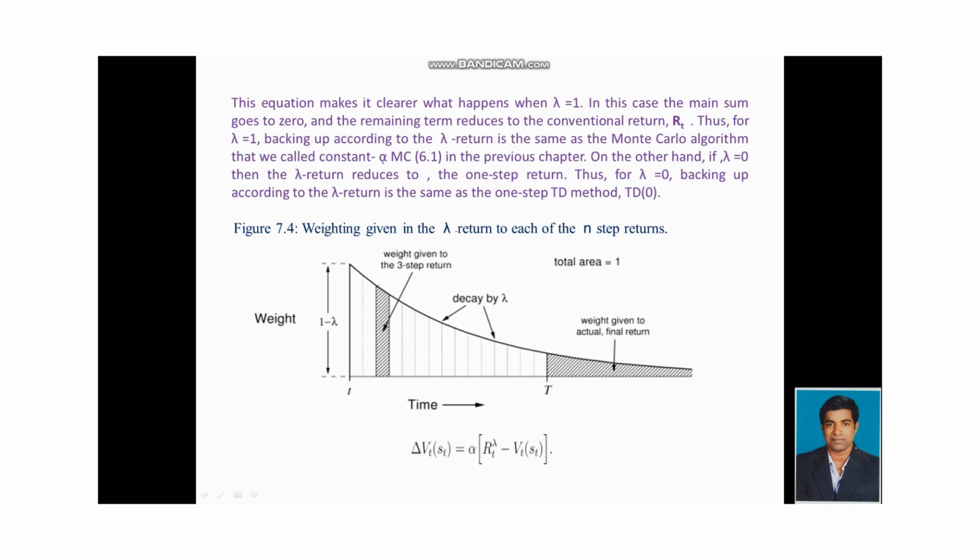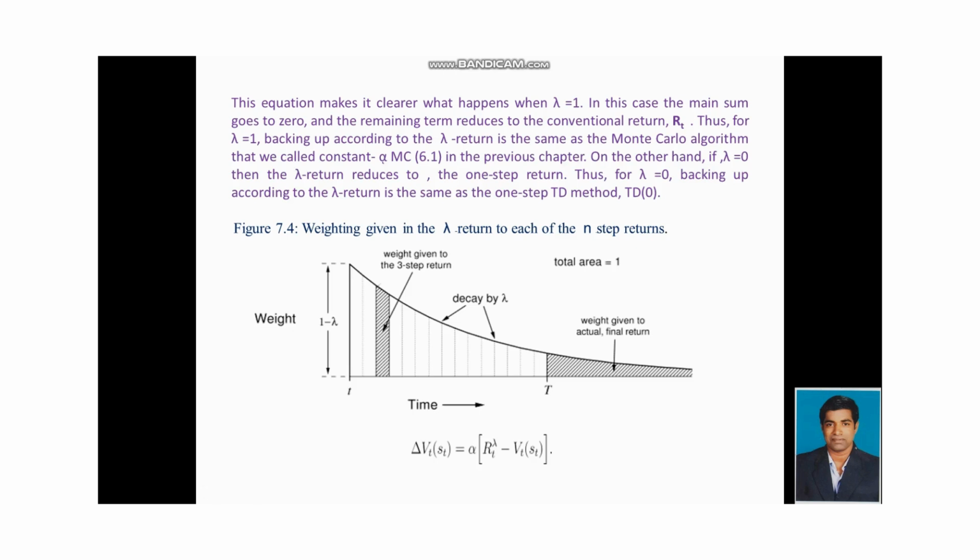Thus, for lambda equal to 1, backing up according to the lambda return is the same as the Monte Carlo algorithm that we called constant alpha in the previous chapter. On the other hand, if lambda equal to 0, then the lambda return reduces to the one step return. Thus for lambda equal to 0, backing up according to the lambda return is the same as the one step TD method, TD of 0.